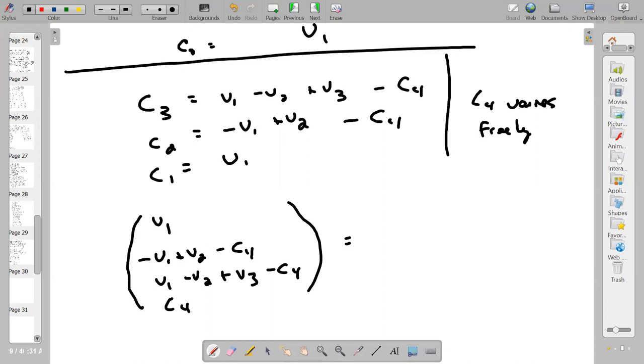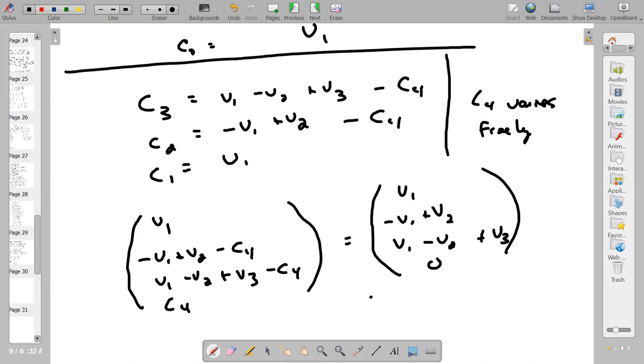When you separate this, I guess I should write over here, C4 varies freely. And so when you write all this down, what do you wind up getting? You get V1, minus V1 plus V2, V1 minus V2 plus V3, maybe zero right here, plus C4 times zero, minus one, minus one, one.